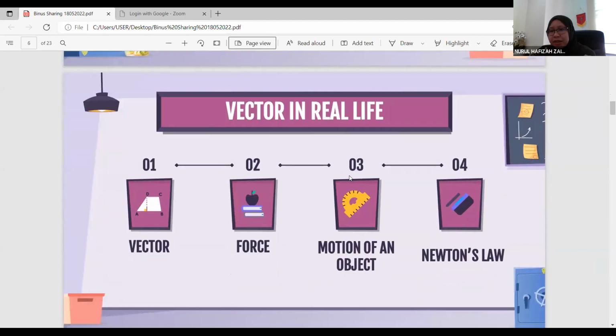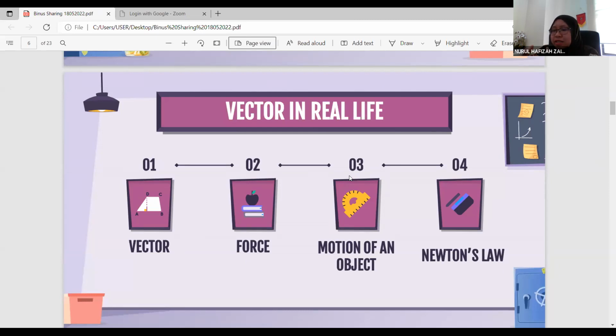Okay, so vector in real life. We will learn about vector first. For vector, we learn about the basic operation, projection. And number 2 is force. Force is also one of the examples of a vector. Why vector? The definition of a vector is that it must have a magnitude and direction, right? So force must also have both direction and magnitude. So force is one example of a vector.